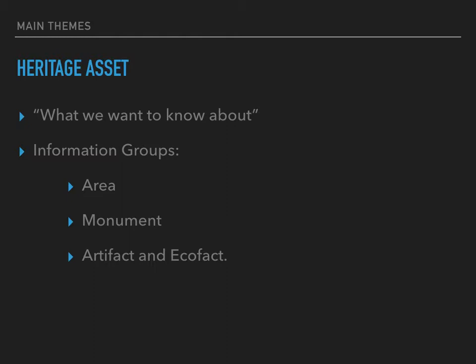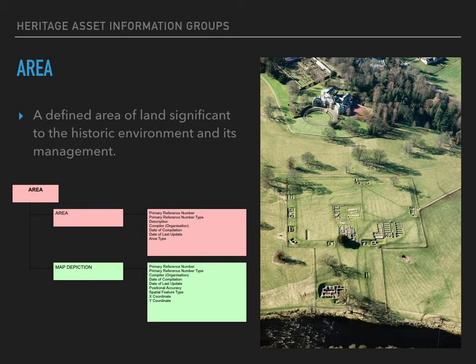So let's start with area. The area information group is essentially a defined area of land that is significant to the historic environment and its management. So the tree below breaks the information group up into units of information. Sorry for the small font, but this is what I'm talking about when I said we would be here all day if I went into the granularity of this last data element. A lot of this stuff can be archaeological jargon, but anybody working in this field generally will know or grow to know the lingo.